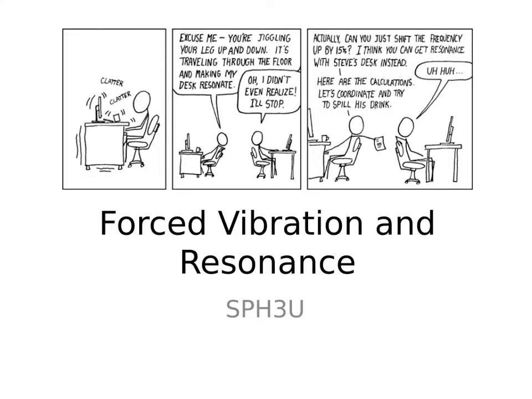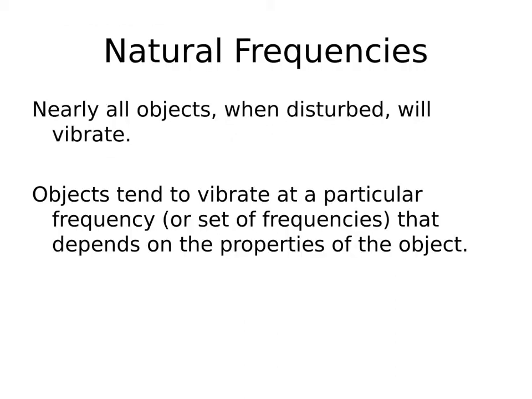Forced vibration and resonance. All objects have natural frequencies. So each object has its own natural frequency or its own resonant frequency. And that's the frequency at which it vibrates or oscillates most easily. For humans, that's a pretty low value, probably between 6 and 10 hertz or something. You could look that up. So if we disturb an object, it will vibrate most easily at that frequency, that natural frequency.